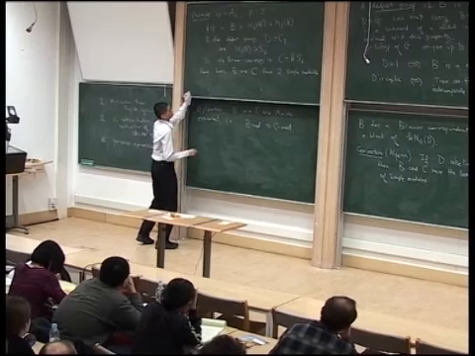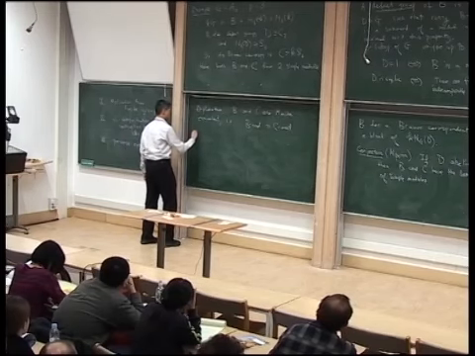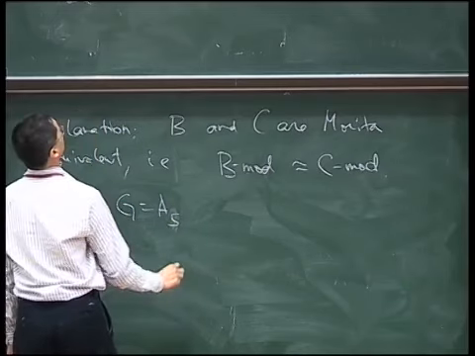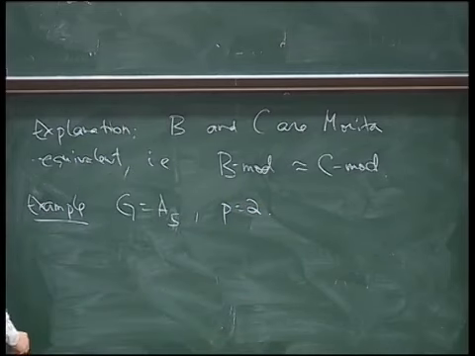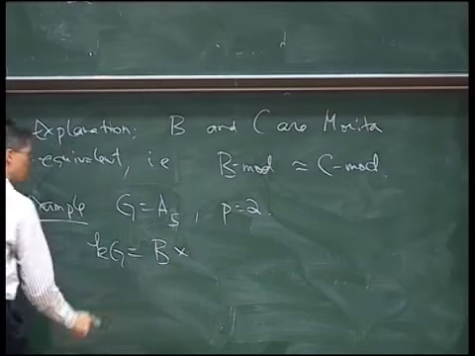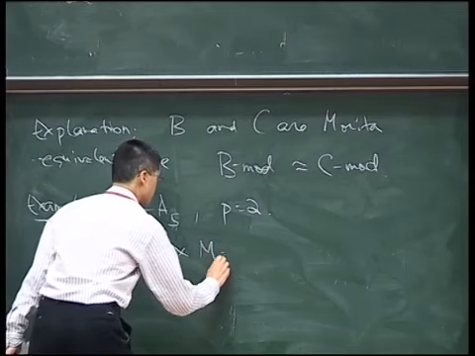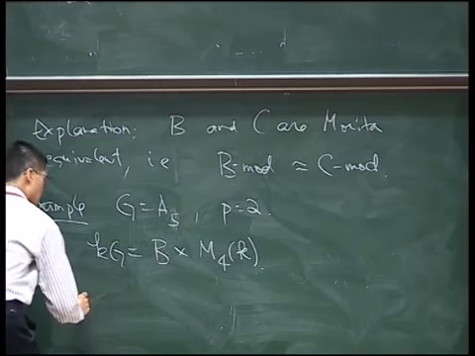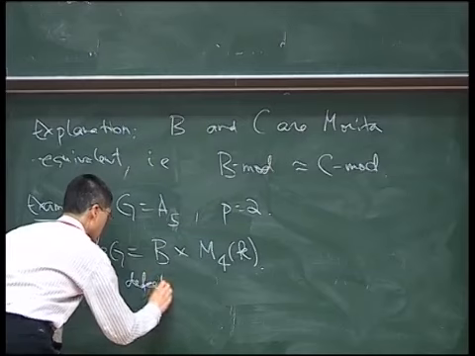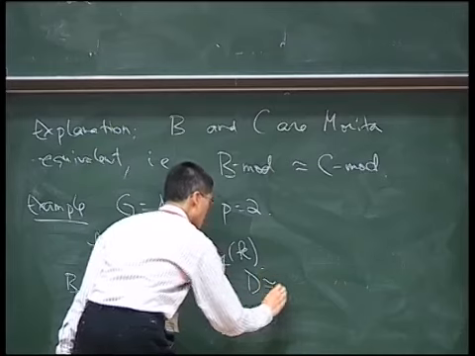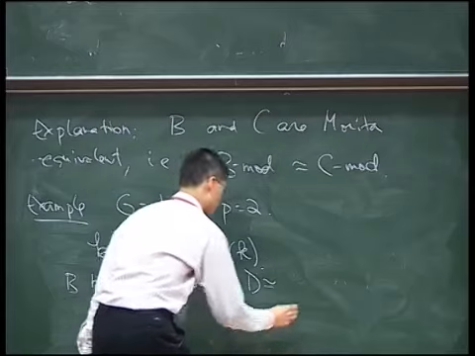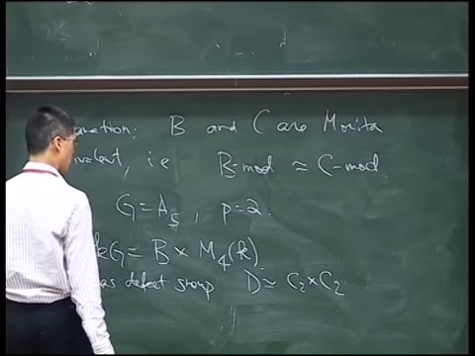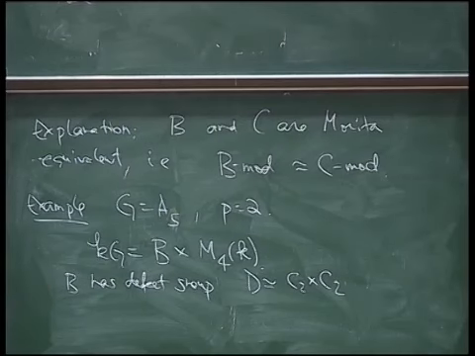Okay, now let's look at the same group but at a different prime. The prime 2 now. Here we get one block which is not semi-simple. And the defect group is isomorphic to an elementary abelian group of size 4. So it's a product of two cyclic groups of order 2. And the normalizer is again indecomposable.